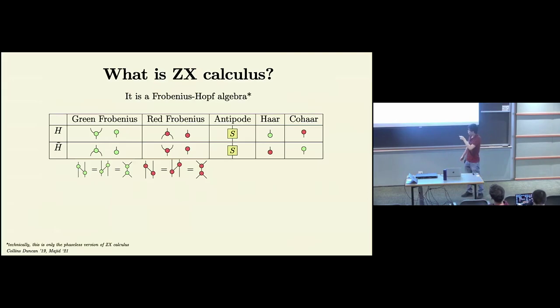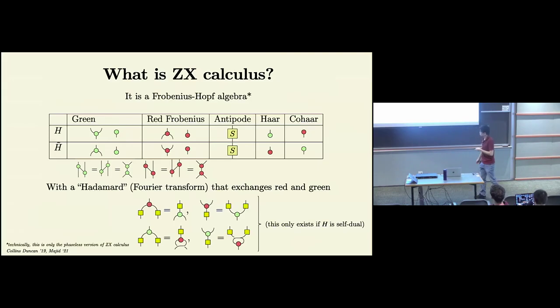Now, this can be defined actually for any Hopf algebra. But if the Hopf algebra is self-dual, you have an extra structure, something called a Hadamard, or Fourier transform. And it allows you to swap between the red guys and the green guys. Now I have to worry about the order of multiplication, so there might be some swap of the legs here, but this is how it works in the general case. And this only exists if your Hopf algebra is self-dual. Okay.